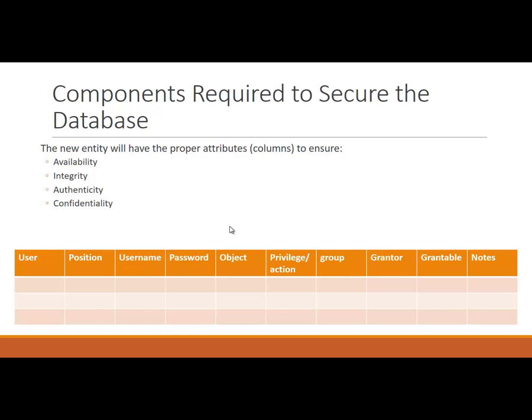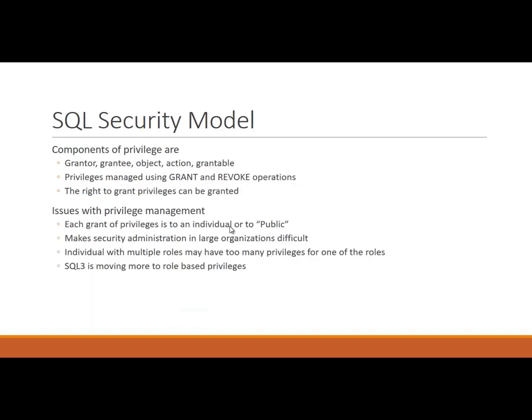Now, for a student to be able to access the system, for a patient to access their account, for a customer to access their bank account, we need what we call the username and password. With the username and password, we can add any other authentication or authorization tools or mechanisms to make sure that they are who they claim they are. So we have certain components in the SQL security model that will ask for the grantor, the grantee, the object that's being granted, the action that can be done to that object, and the grantable. We should also include the privileges that will be managed using the grant, and then we can revoke some operations for that user.